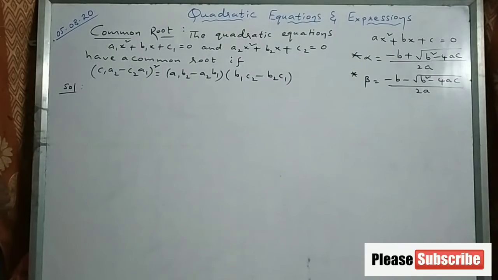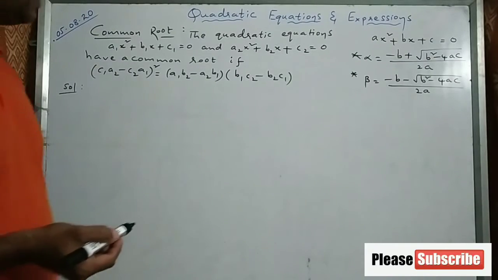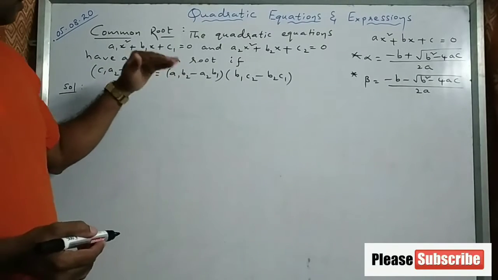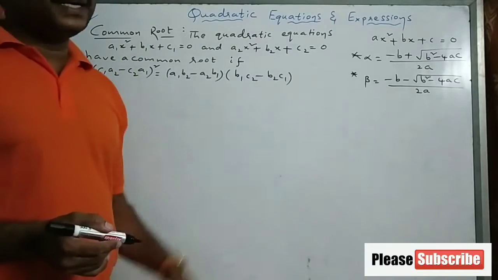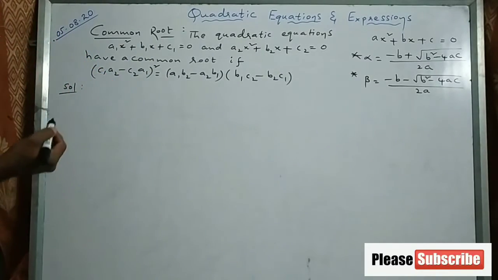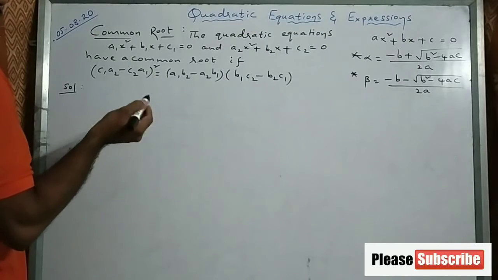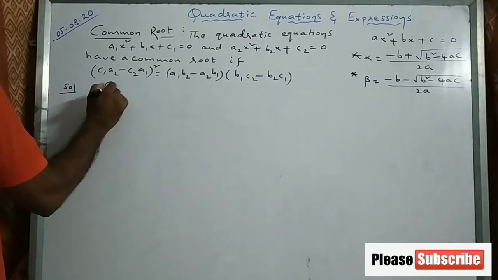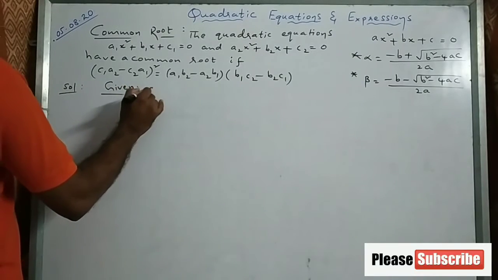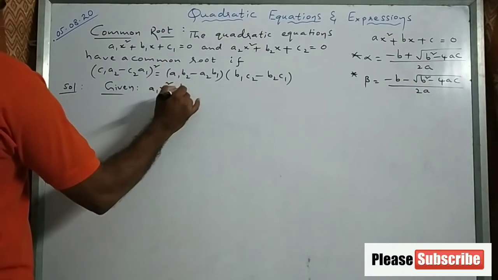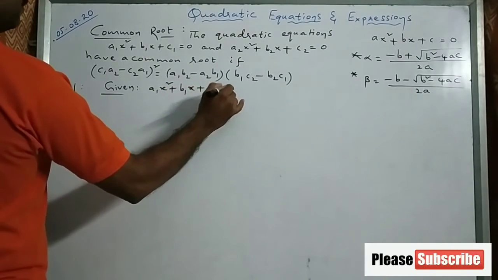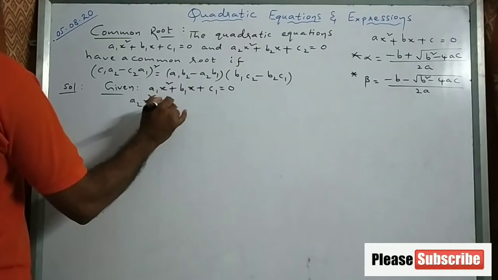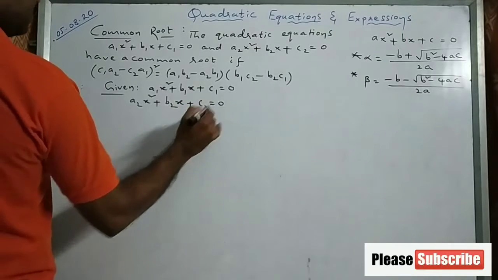What is meant by common root? Common root means, suppose I am taking one root alpha, that is a root of this equation and the second equation also. Common root means one number is root for both the equations. That is called common root. So what is given here? Given equations are a1x square plus b1x plus c1 equal to 0, a2x square plus b2x plus c2 equal to 0, right?